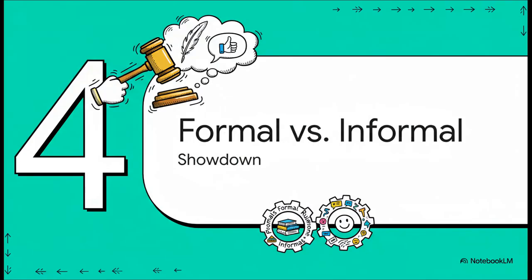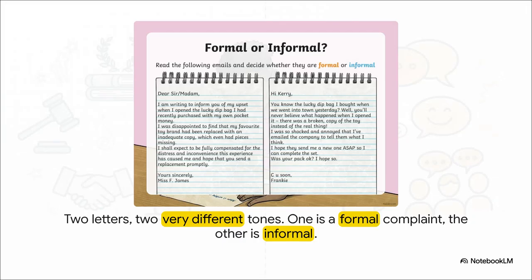Okay, so we've learned the rules. Now for the main event, the formal versus informal showdown. Let's see how all these little pieces come together in a real-world example. This is where it all clicks. So, on the screen, we have two messages about the exact same problem, a broken toy. On the left, a formal complaint to the company. On the right, a casual email to a friend. Just listen to the difference.